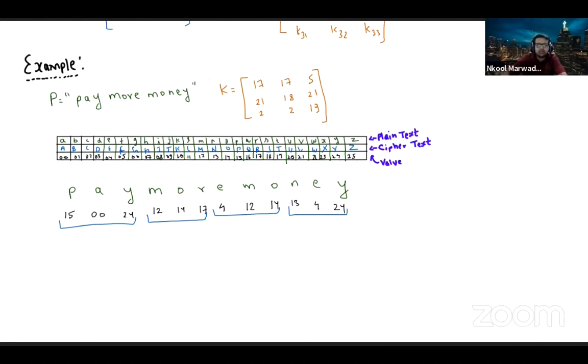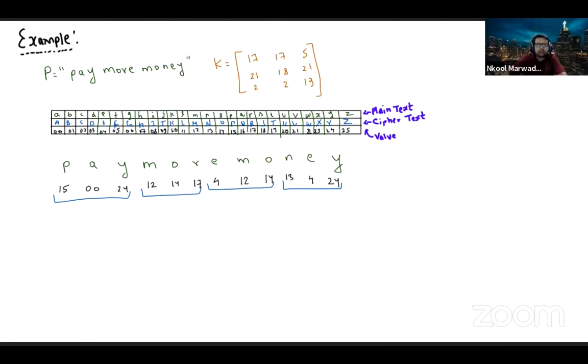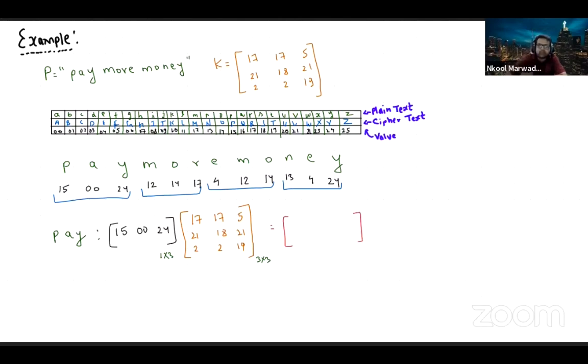So let me write what I'm trying to say. Let us do this operation. To encrypt PAY, I have to multiply 15, 0, 24 with the key itself, 17, 17, 5, 21, 18, 21, 2, 2, 9. This matrix is 1 cross 3 and this is 3 cross 3, and when we multiply, we again get a 1 cross 3 matrix, with 3 numbers. Those are the numbers for the ciphertext, and when we convert them into alphabets, we get RRL.